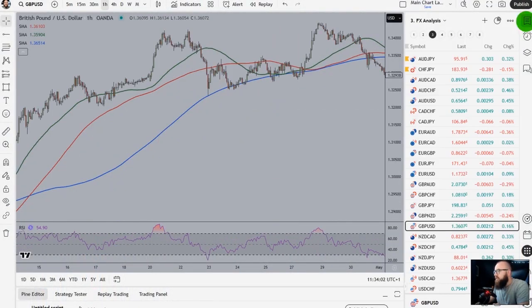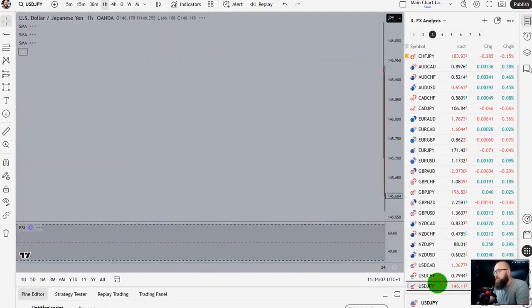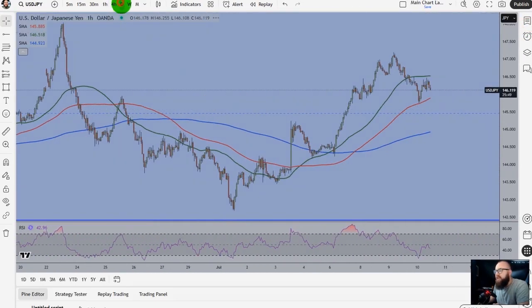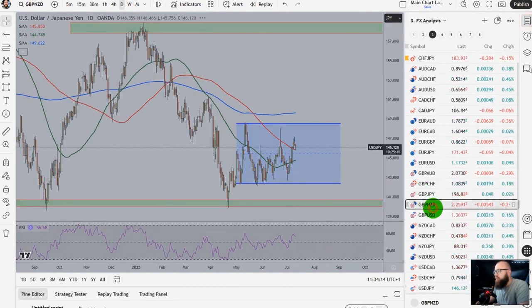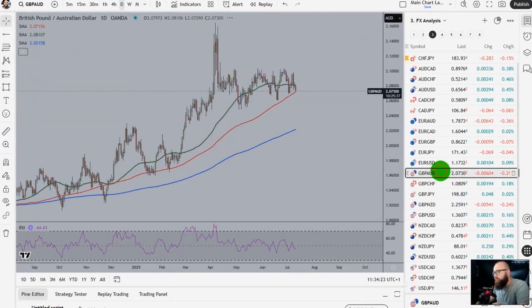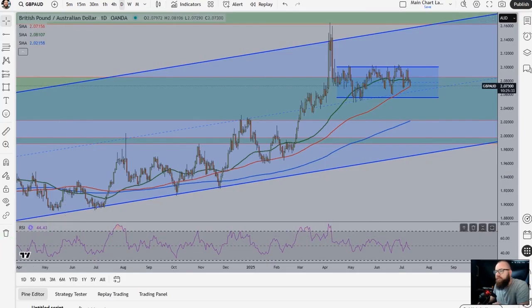So let's say that I want to trade US dollar yen, which is in a consolidation, so let's not do that. So it's pound New Zealand dollar. Obviously wait for the breakout. I'm trying to find one that's trending. Okay, well we can stick with these charts.